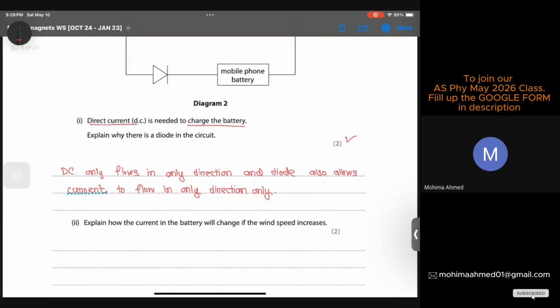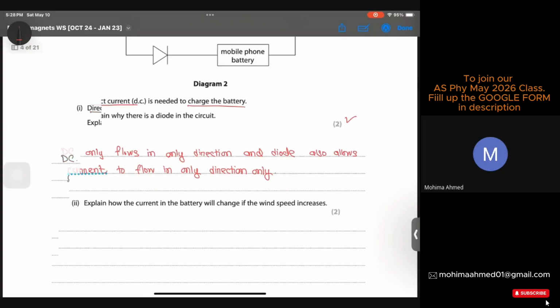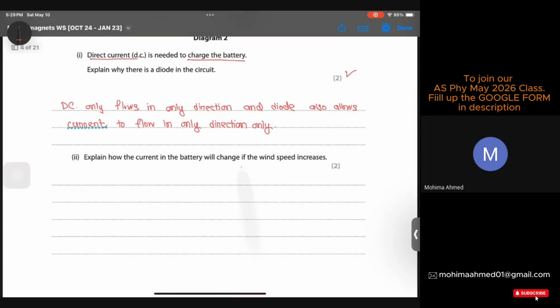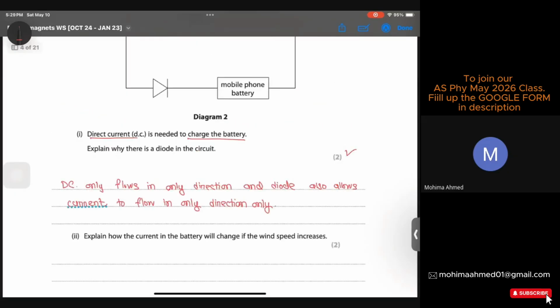We are explaining what DC is, and then how and why we're supposed to use a diode in this DC circuit. Other than that, it says to explain how the current in the battery will change if the wind speed increases. If the wind speed increases, in that case, how will the current in the battery change? 1 minute.